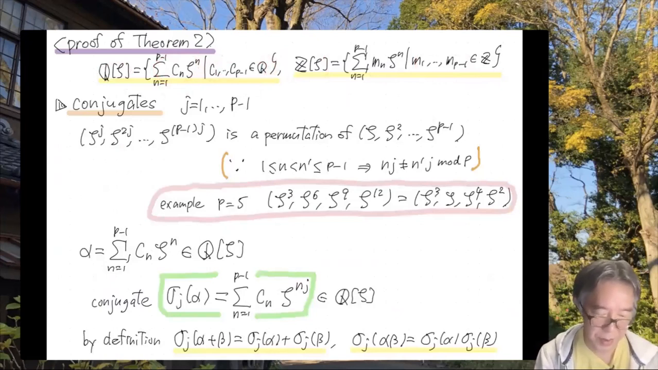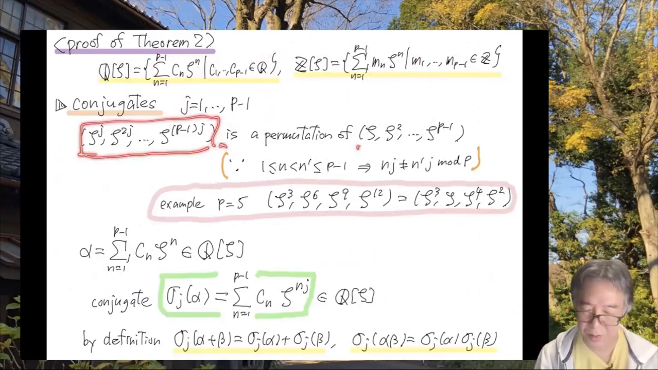Okay, and first of all, I discussed the notion of conjugates. This is, of course, very standard in the theory of fields. And so we consider this sequence. Here j is an integer between 1 and p minus 1. And consider this sequence. And I claim that this is a permutation of this.